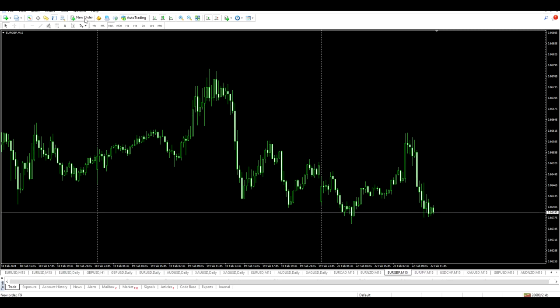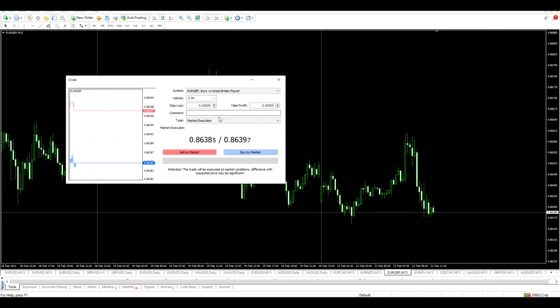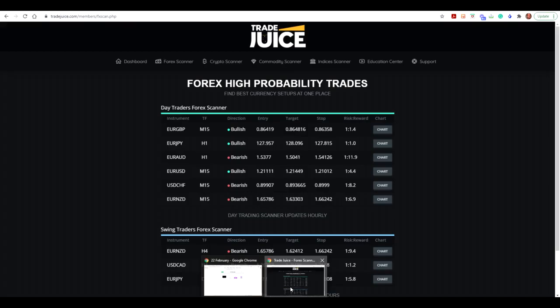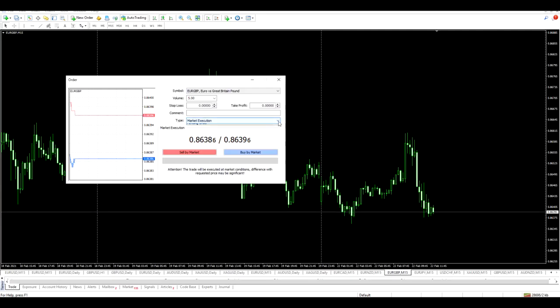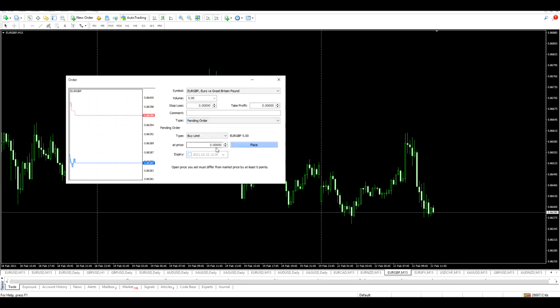So I do want to set up a new order, bullish order, so I'm going to buy, and all I need to do now is just have a look at where my entry would be, which is that. I'm going to copy it. And because price is not at that level yet, I'm going to enter a pending order, and I'm going to enter a buy stop limit at this price. It's as simple as that.